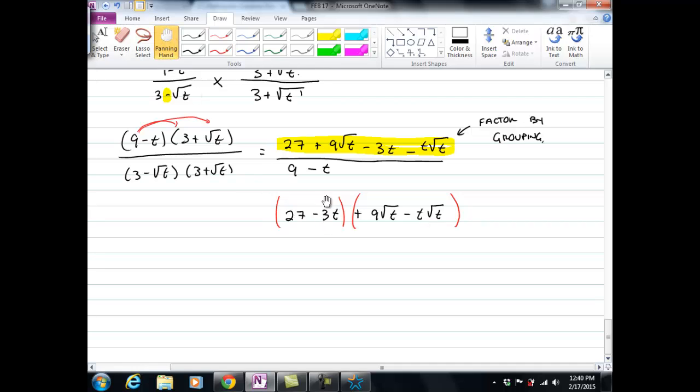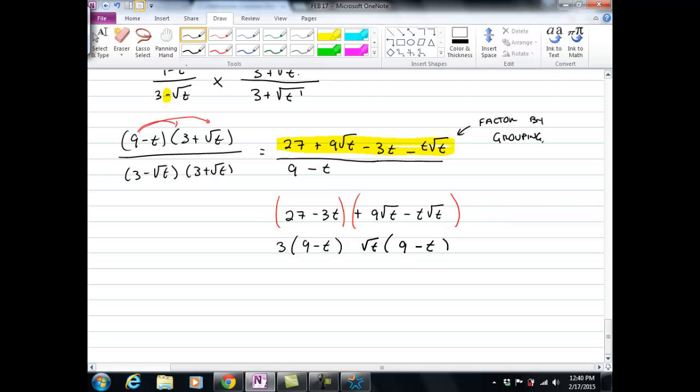Looking at just the first bracket, I see what I can factor out. Would you agree you can factor out a 3? So this is 3 times 9 minus t. Notice I'm not looking at the whole thing, I separate it into 2 brackets. Now look at the second bracket and see what you can factor out. Paul, what can you factor in the second bracket? Now I'm going to factor out the root t. How many of you remember factor by grouping from grade 10, 11? So this becomes 9 minus t.